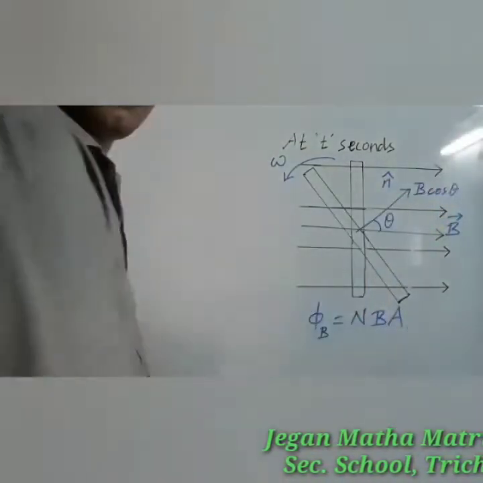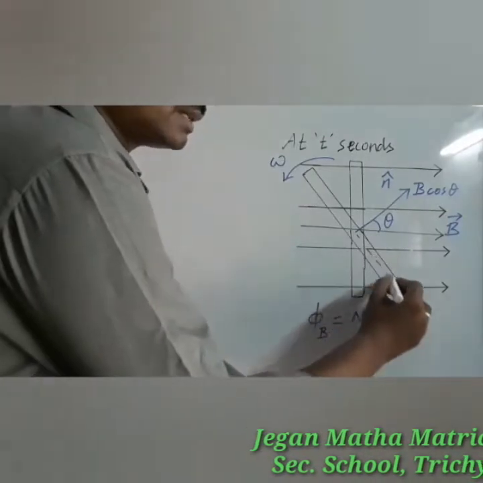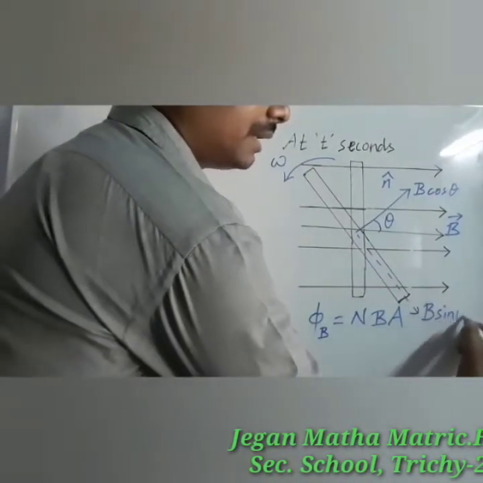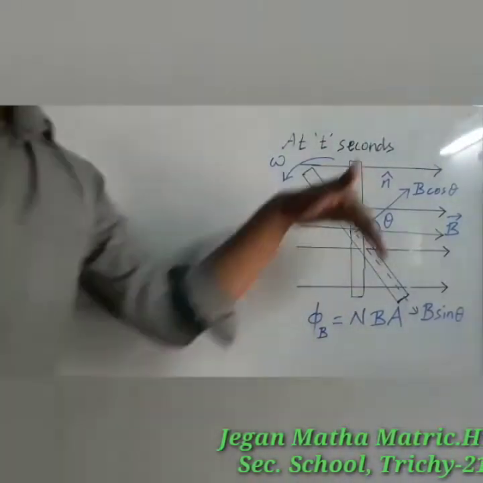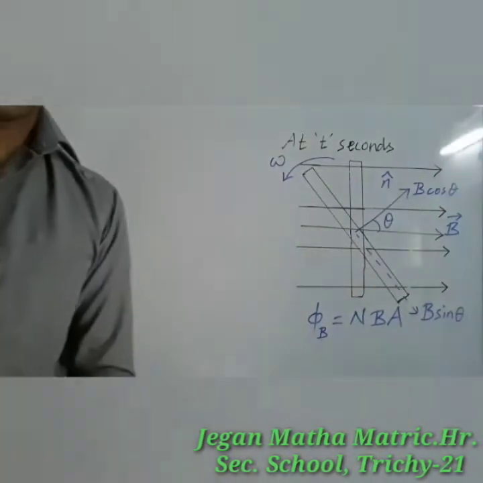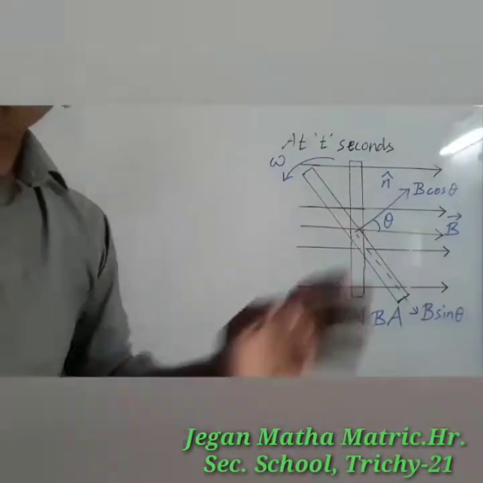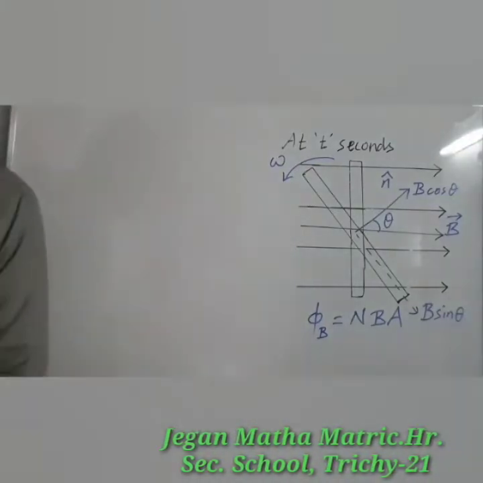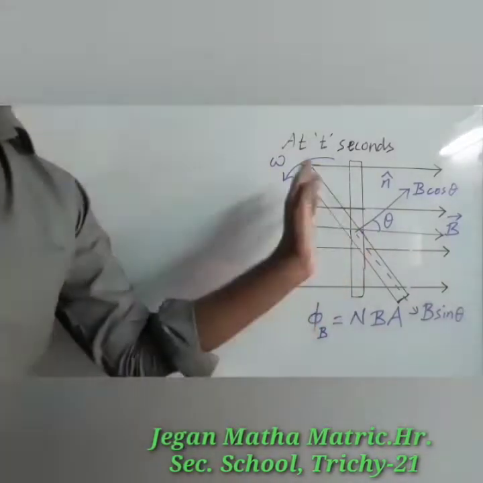A perpendicular component will also be there, which acts along this direction. What is the value? B sin theta. The perpendicular component will not give any effect. So the B cos theta component has the role in electromagnetic induction. Therefore, consider the flux linkage with the coil at the deflected position.